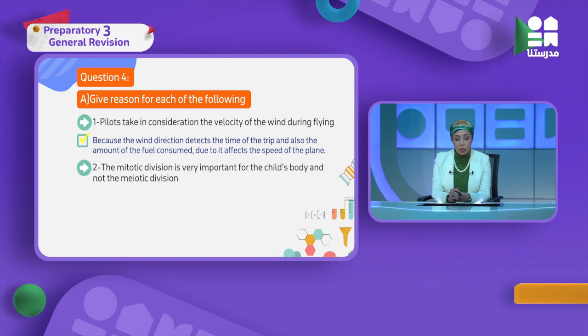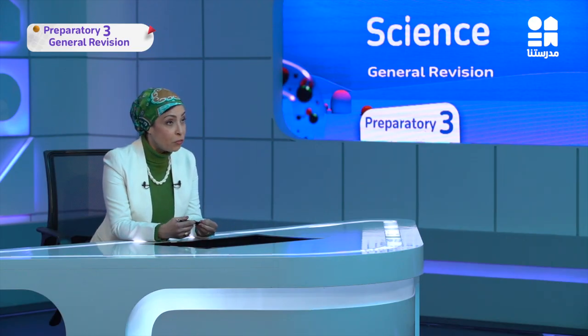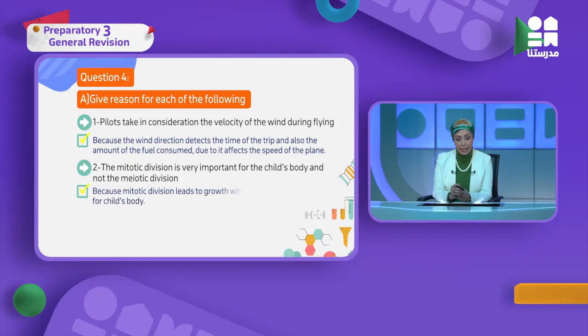The mitotic division is very important for the child's body and not the meiotic division. Here the babies, as they grow, need which type, the mitotic division or the meiosis? Of course here I go back to the importance of the division. Which one of them helps in the growth of living organisms? Of course the mitotic. So why does the child need mitotic division? Because it helps in the growth of the babies. So the answer is because it leads to the growth which is important for the child's body.